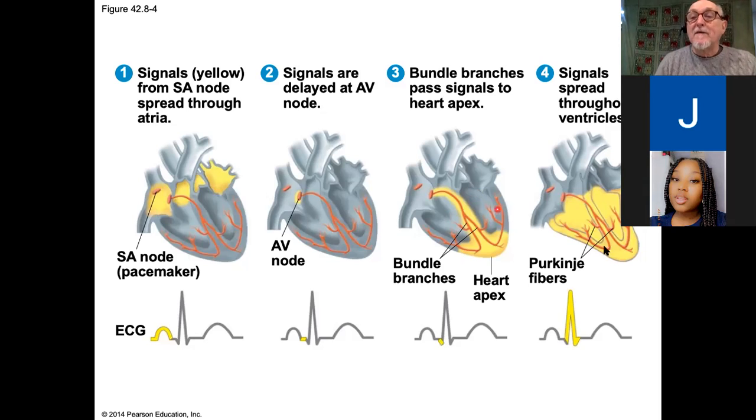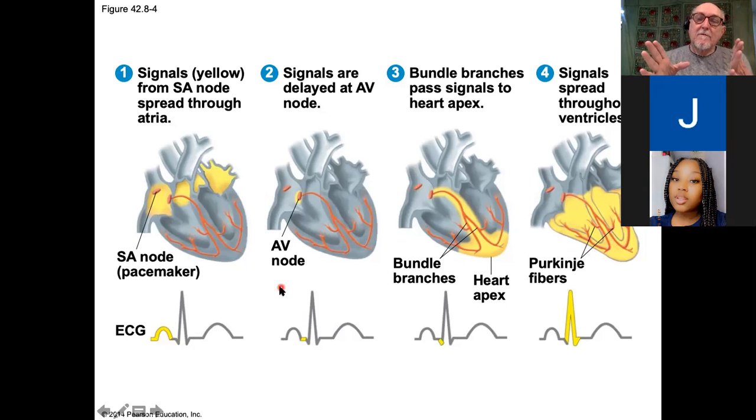So the nerve fibers, by the way, are called the Purkinje fibers. Those are the fibers that feed out into the muscles of the ventricles. Those of you who are going to be doing your MCATs, you might want to remember some of these names.